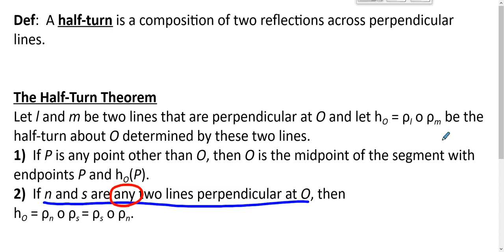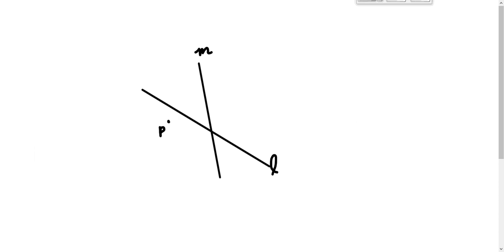Why do we need that? Because there are some theorems down the road where we're going to swap out two perpendicular lines for two other perpendicular lines, because we want to do the same thing in a different way. So, ominous foreboding, foreshadowing, all of that.